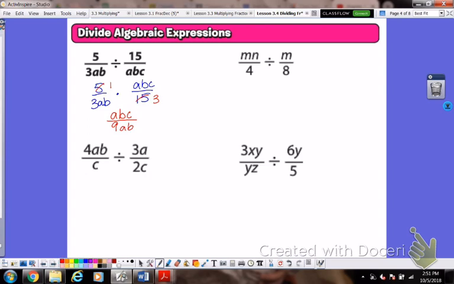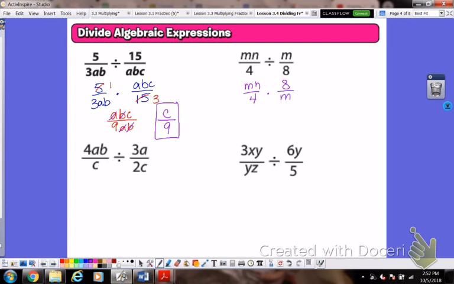Now if we check out our variables, I see I have an A and an A, so we can divide those out. A B and a B, so we divide that B out. And what are we left with? The only thing on the top in our numerator is C. Only thing left in the denominator is 9, so our final answer, C/9.